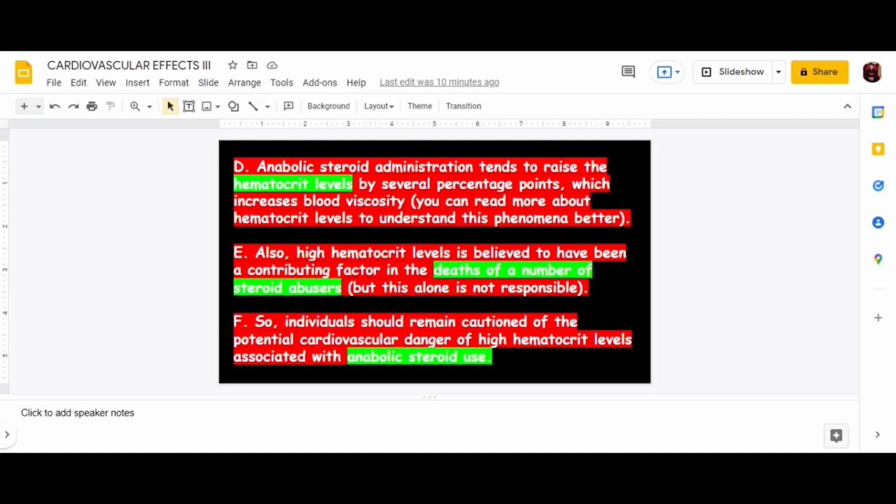So what we have to do is remain cautious of the potential cardiovascular danger of hematocrit levels associated with anabolic steroid use. There are medications available which will make your blood thin, but if you are abusing anabolic steroids, then you are in a high risk zone.